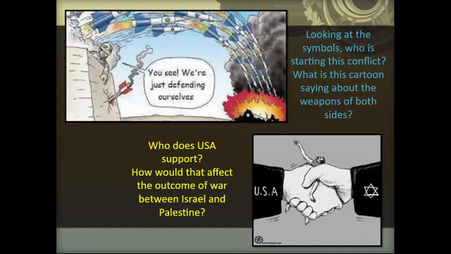Okay, so you see some symbols. In the lower right hand, you will see the United States shaking hands with the Israelis, and in between, the Palestinians. You see in the upper left the cartoon that states, "You see, we're just defending ourselves," with a plethora of missiles, both of which really kind of highlights the problem for the United States in the Middle East.